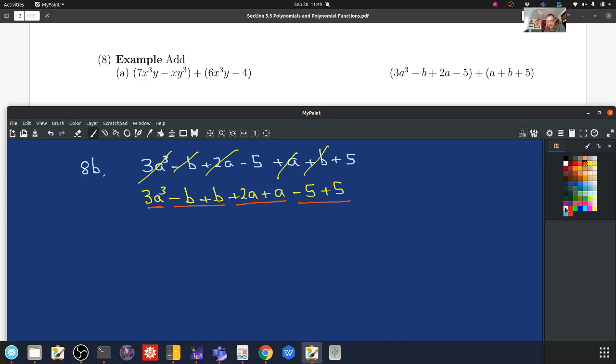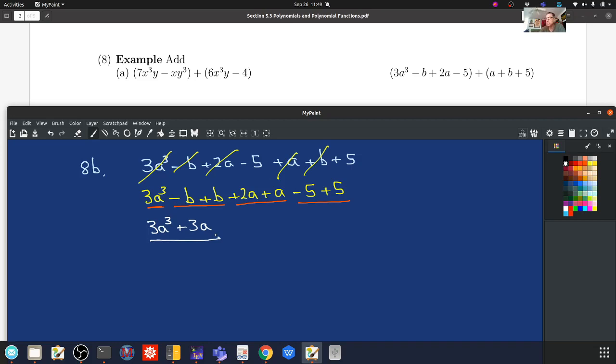So in the simplification step, the 3a cubed term is going to stay the same. Minus b plus b is 0b, so I'm not even going to bother to write down anything, because plus 0 doesn't change anything. 0 is the additive identity. Plus 2a plus a. Well, if I have 2 of something and add another something to it, I get 3 of that something. And minus 5 plus 5 is 0, so I'm not going to write it. And here we have the answer: 3a cubed plus 3a.